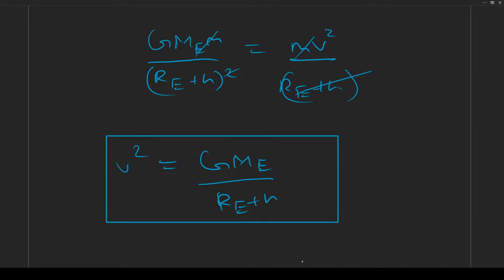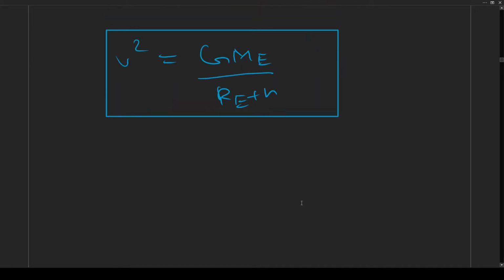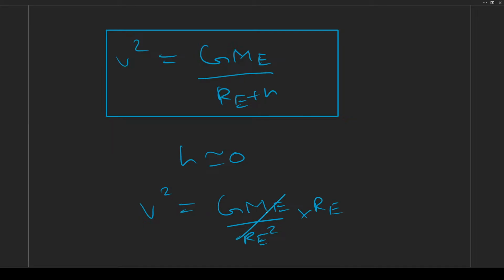Now if you want to calculate the time period, or before that, a simpler formula for this: when h is approximately equal to 0, then v square equals G Me by RE, which we can write as G Me by RE square into RE, where this will become g.